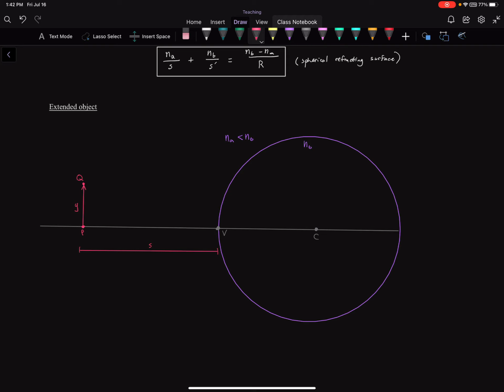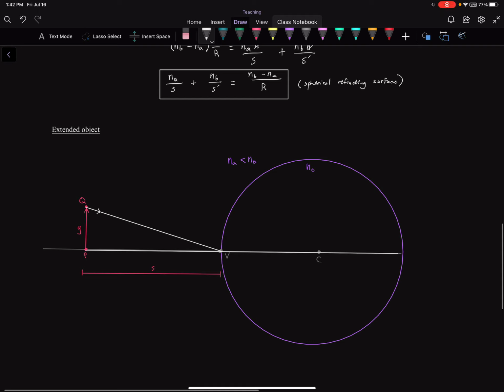So then we're going to consider our usual rays. We're going to ignore the one from the bottom here. We know that that's going to go straight through. I'll draw it, might as well, but that's just kind of implicit. What we really care about is from the top of the arrow here. So we're going to do two things. We're going to go to the vertex and see what happens there.